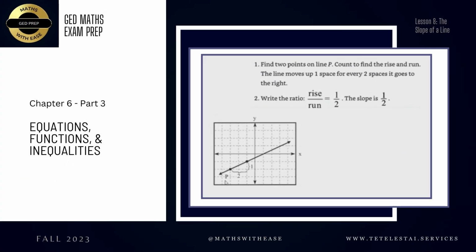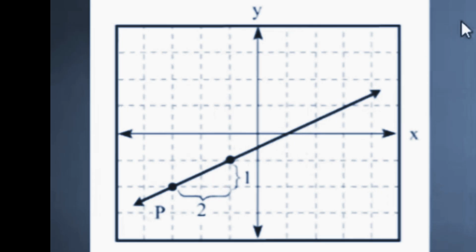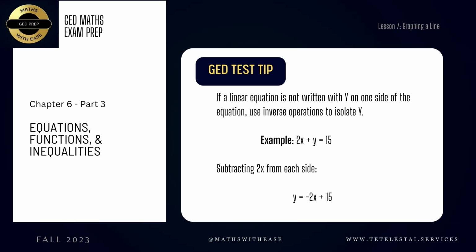So in this example, we're being asked, what is the slope of line P shown on the coordinate grid? So this is line P, and the equation of line P would take on the form that we saw earlier. The standard form for any line is y equals mx plus b.